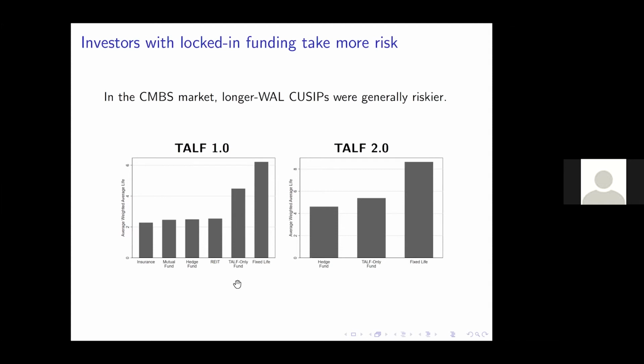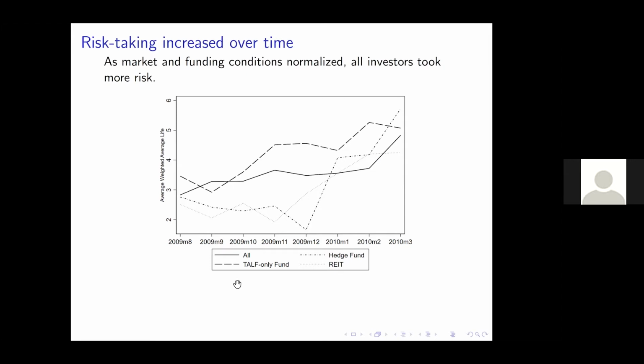You can also see that those that had the most stable funding, meaning fixed life and TALF-only funds, took the most risk in terms of weighted average life. We also have regressions for that in the paper. And over time, everybody took more risk. So this is what this paper shows you.